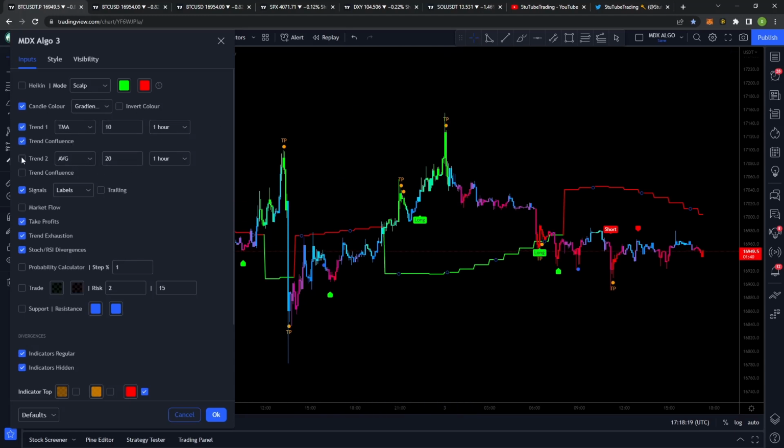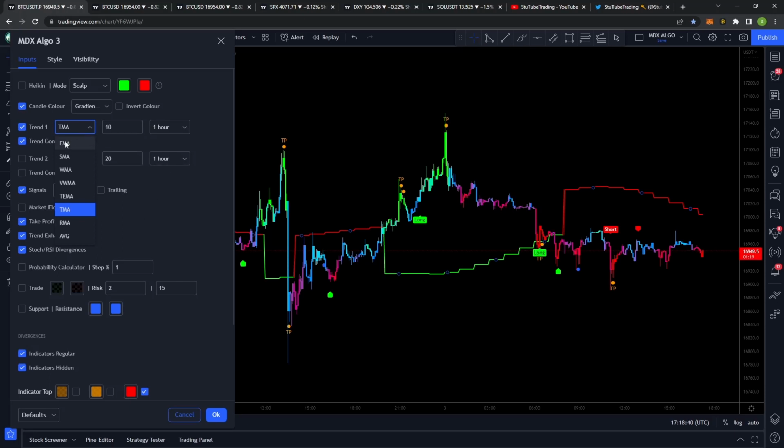And now we can actually add more than one. You can have a second one in here. There's a whole bunch of different types of moving averages you can choose from. I'm personally on the TMA. I don't really have a preference. That's just what I've been using recently. People in the Discord were talking about using these settings. MDX was talking about using these settings. So that's just kind of what I've gone with.